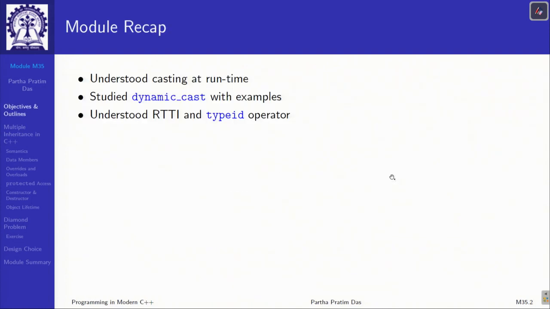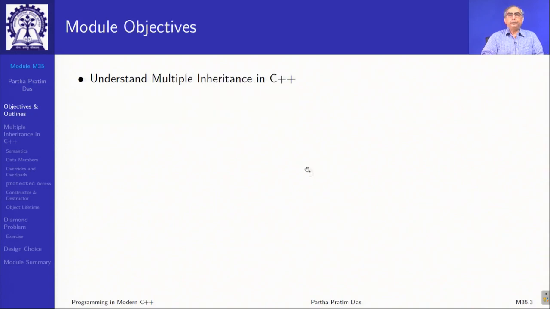In the last module, we concluded the 3-part discussion on typecasting in C and C++, and particularly discussed the very important casting for polymorphic type by dynamic cast, the typeid operator and the required runtime type information system. In the present module, we are going to discuss multiple inheritance.